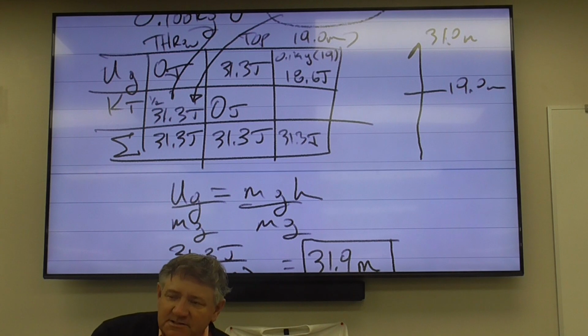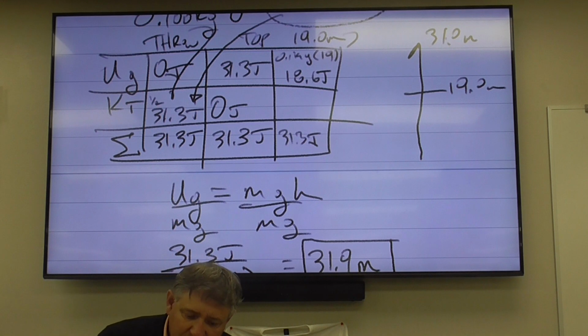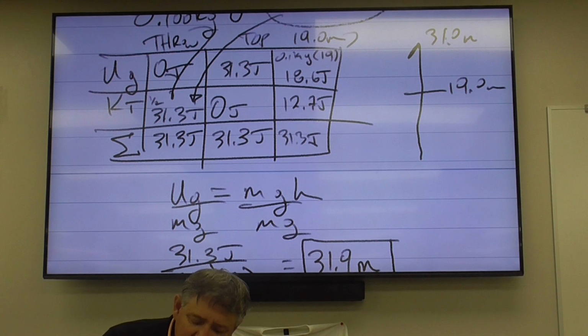So how much kinetic energy is it going to have? 12.7. Well, I got 12.6 for full values. It doesn't add up though, everything has to add up to the original full value of 31.3. Okay, so we got 12.7 joules.